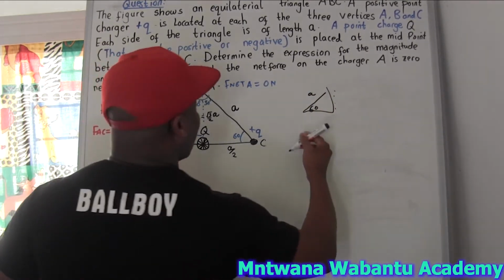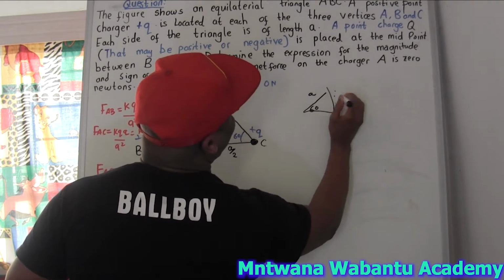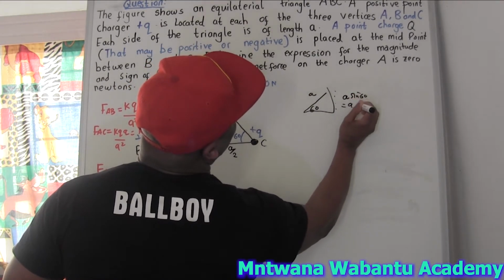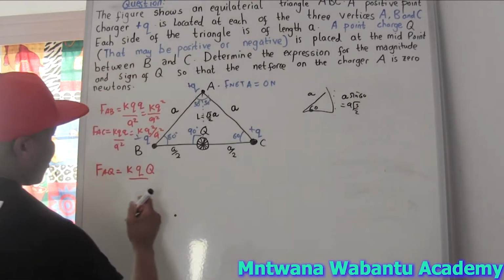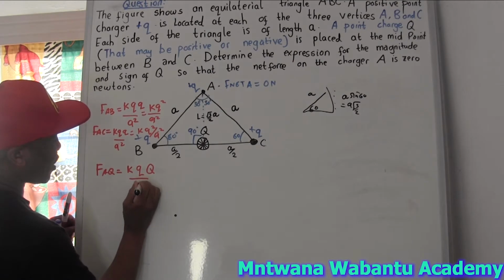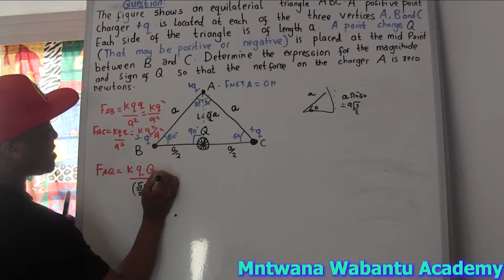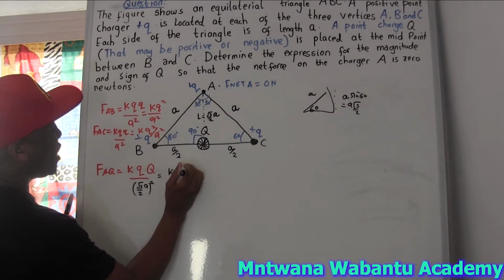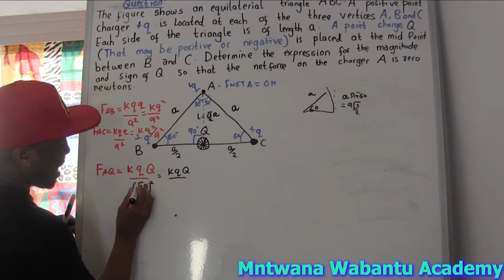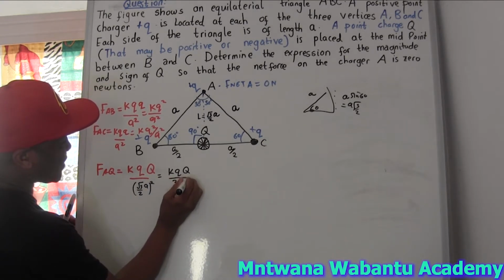Opposite means sine. So we say, opposite over hypotenuse, times sine of 60, so it was a square root of 3 over 2. Okay, cool. So distance is going to be what? The square of the distance means square root of 3 over 2a, all of it you must square. And this is going to give us k, q, bigger Q, and when you square this, it is going to give you 3a squared.